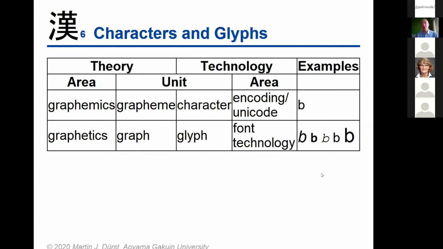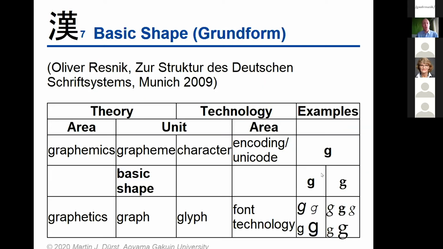And here we have some examples of a letter B, grapheme B, with many different instantiations. Now, in 2009, Oliver Resnick published his PhD. It has a very long title. This is just a short form of the title, zur Struktur des deutschen Schriftsystems. He proposed an intermediate level here between grapheme and graph, namely what we called Grundform, or in English, basic shape.